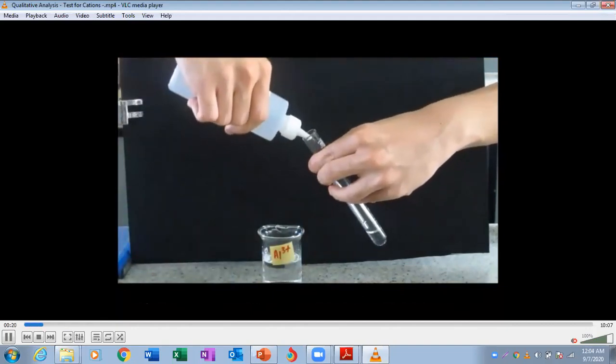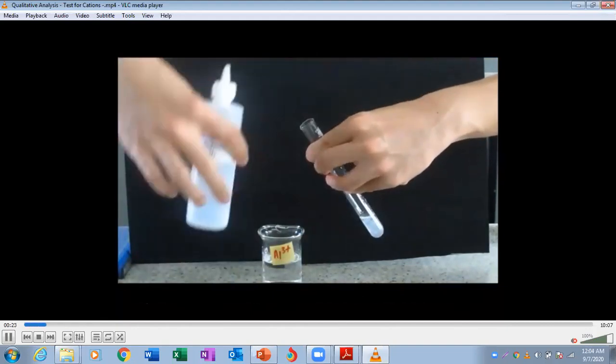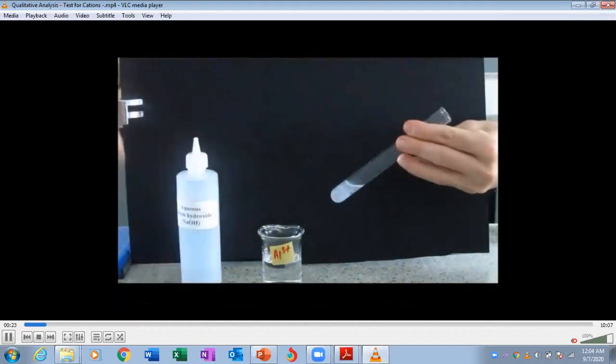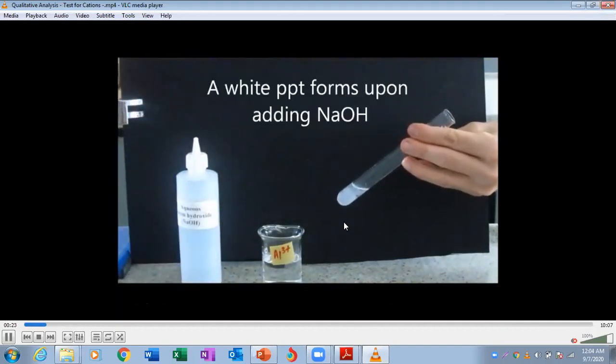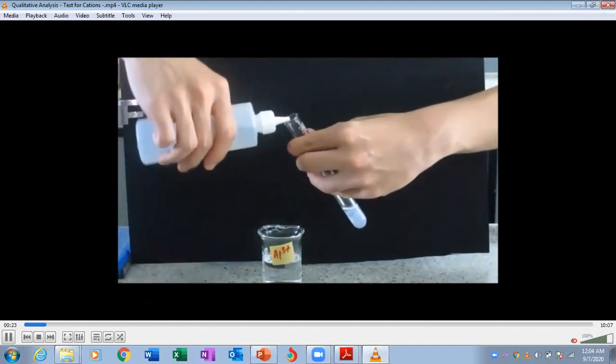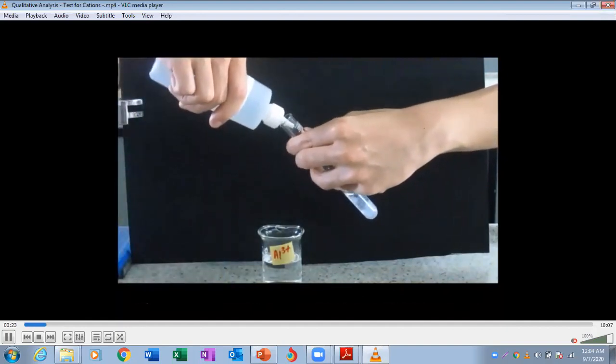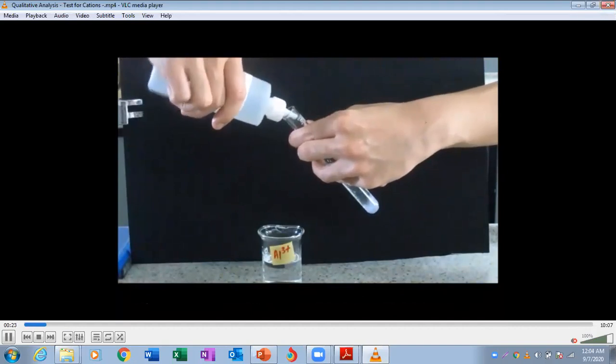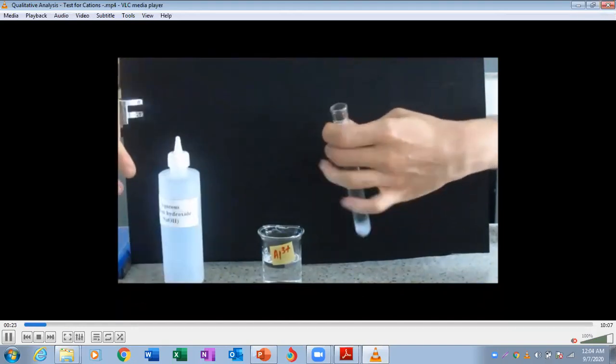What am I going to put? I am putting sodium hydroxide over here. Now you can see that on putting the sodium hydroxide, a white precipitate has formed. Okay, on adding some more sodium hydroxide, what is happening?